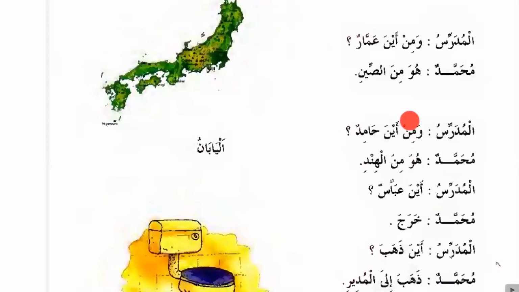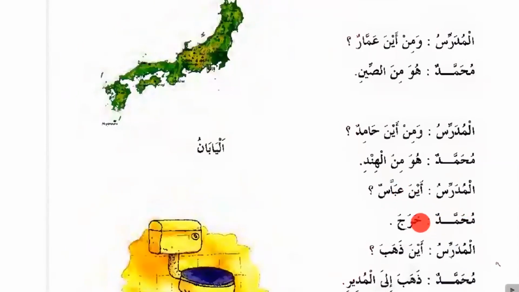So here, for example, wamin aina hamidun. And where is Hamid from? You see the min, from. But here it is aina Abbasun, not min aina Abbasun. So where is Abbas? Not where is Abbas from? You see there's no "from" there. So aina Abbasun. Where is Abbas?